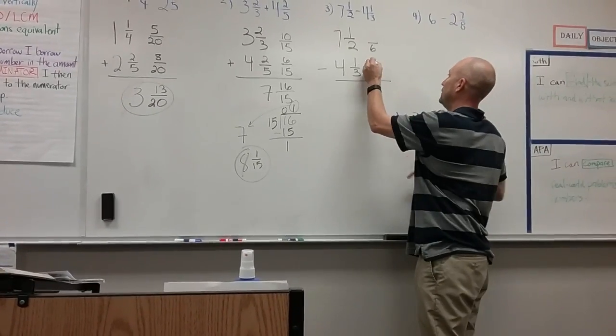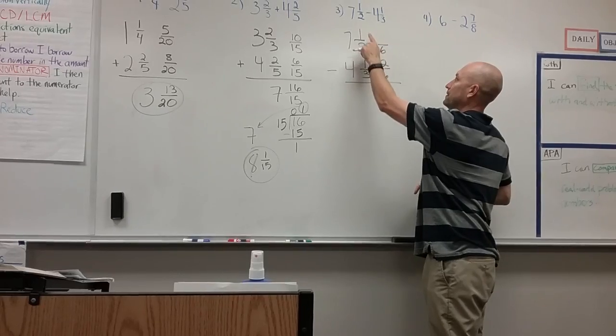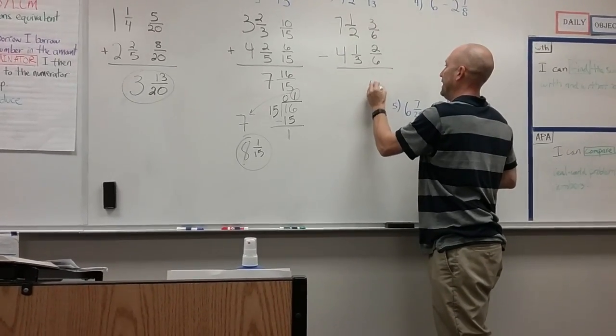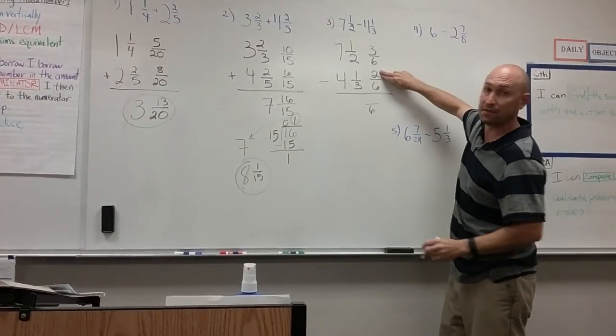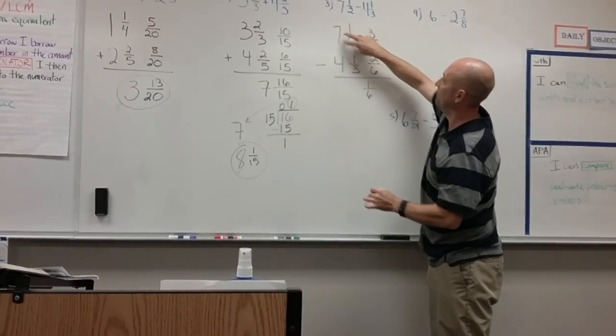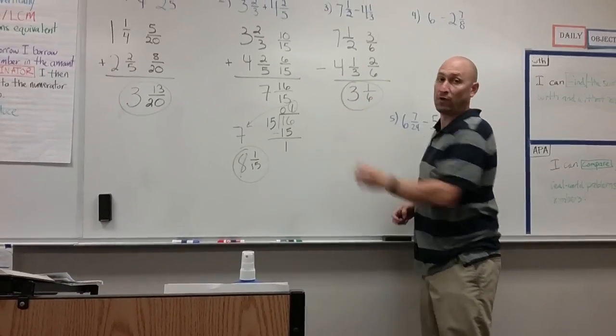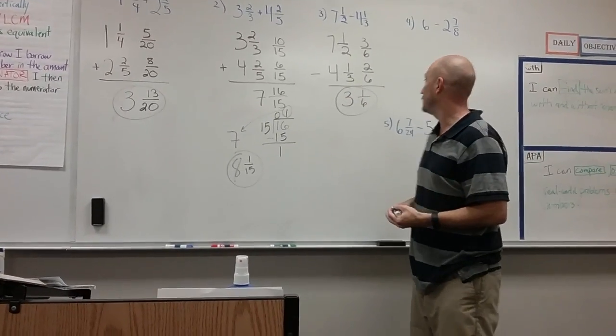2 times 1 is 2. 2 goes into 6 3 times. 3 times 1 is 3. Bring down my denominator. 3 minus 2 is 1. 7 minus 4 is 3. I cannot reduce 1/6 any more than it is, so I'm finished.